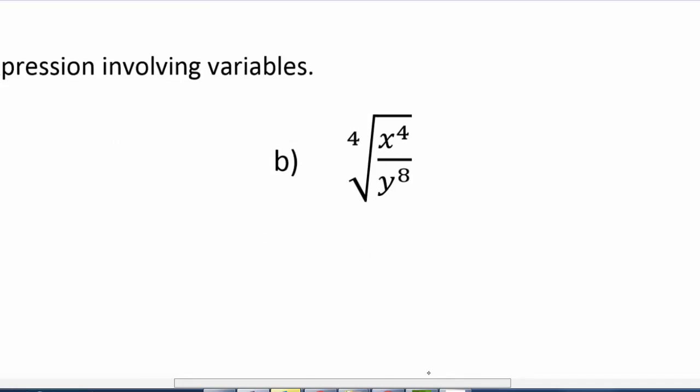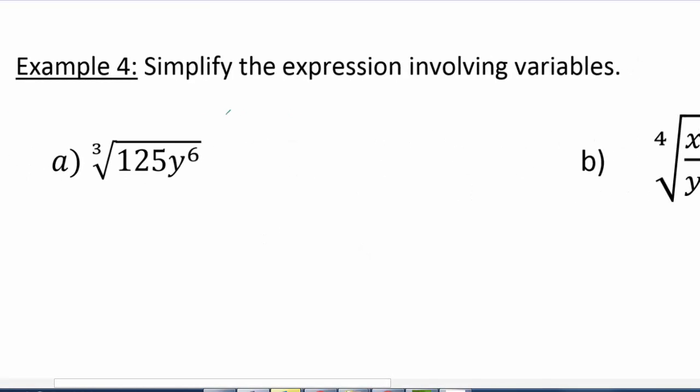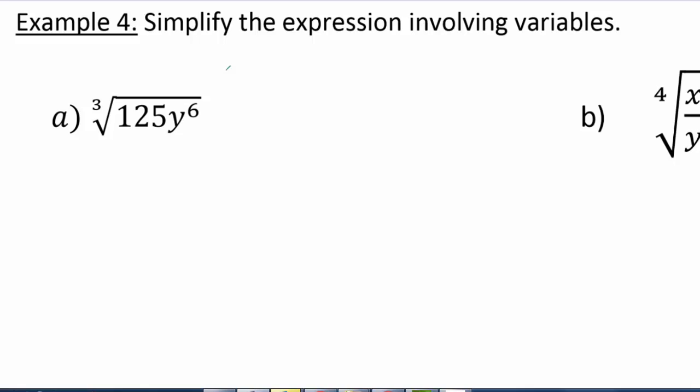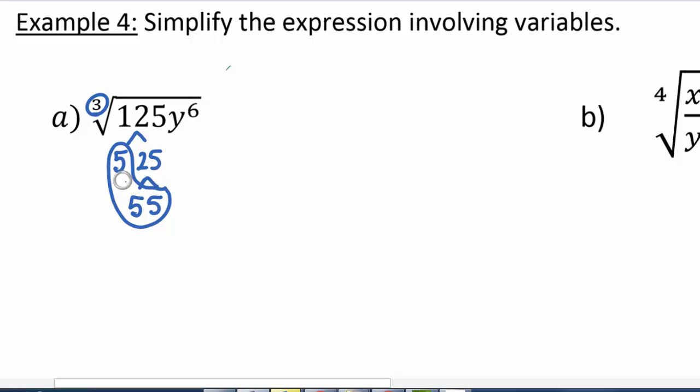Okay, example 4. Now we're going to simplify with variables. These are in radical form, so if they're in radical form, we're going to keep them in radical form. And we need to simplify. This is a third root, so I'm going to start with 125. 125 is 5 times 25, and 25 is 5 times 5. So there's my group of 3 that gets to come out front. So for sure I have a regular old 5.